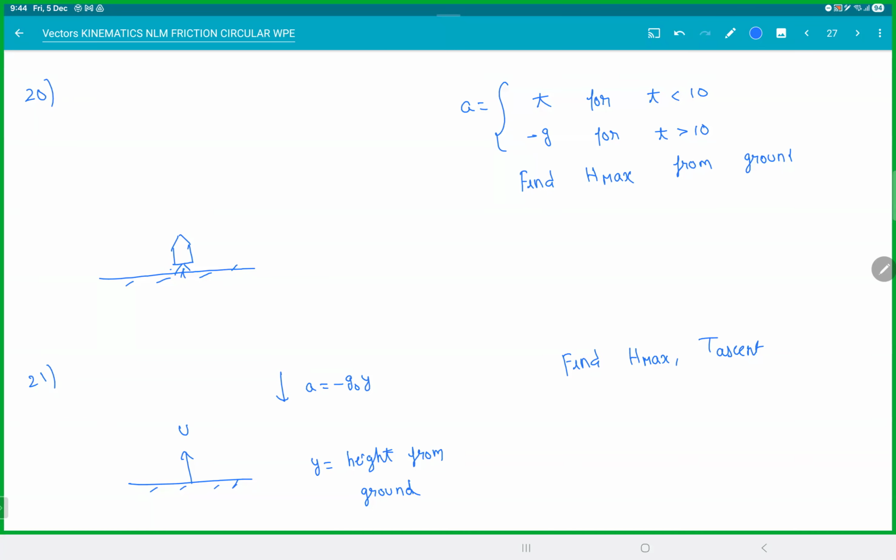Second one, we have a body which is going up with speed u and the acceleration is minus g naught y. Means the higher you go, the more the gravity. Find H max and time of ascent. Variable gravity, so you can't use your regular kinematics equations.